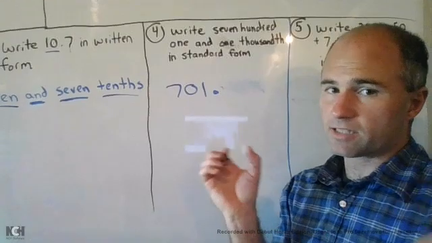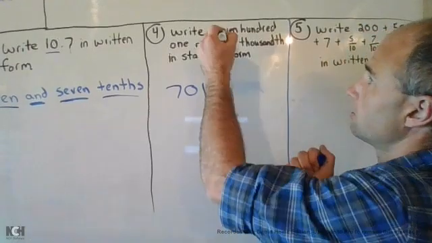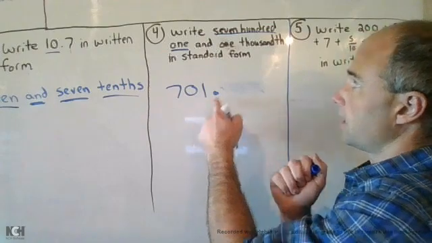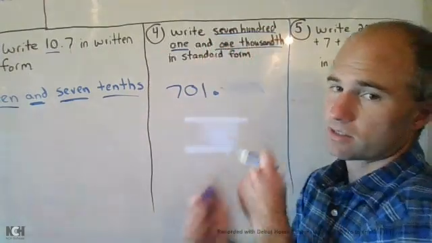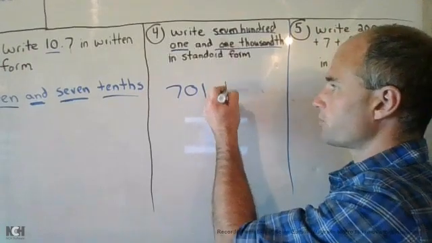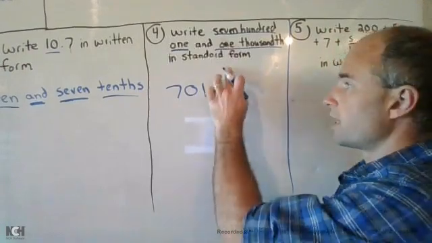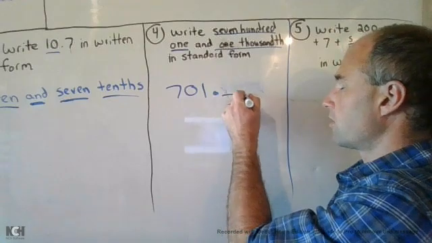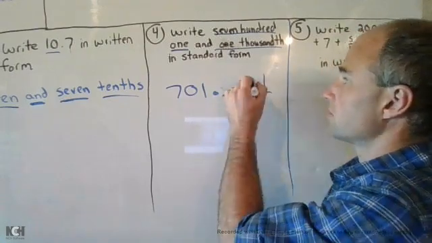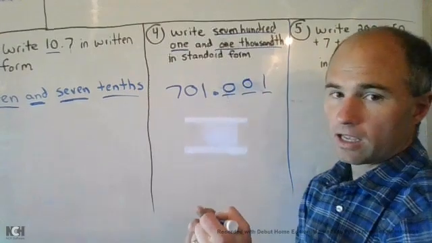So I've gotten this part down. The 701 and 1/1000. This is where I feel like mistakes might happen, because a lot of people just want to write 1 there. But we're not in the tenths place. We're going all the way out to the thousandths place. So 1/1000. And there's your answer.